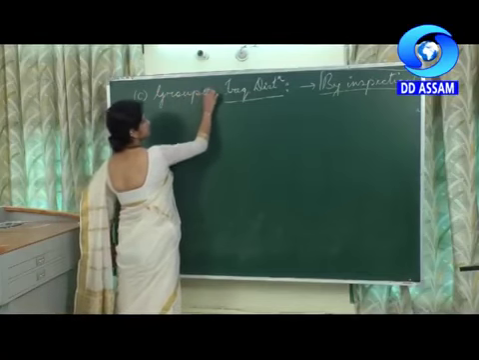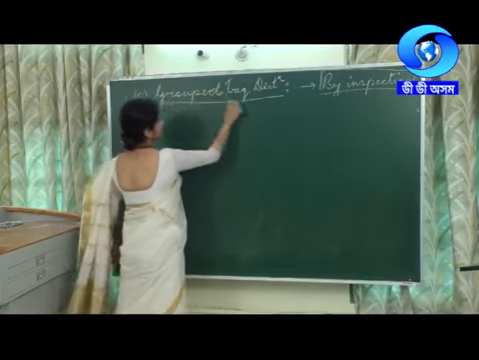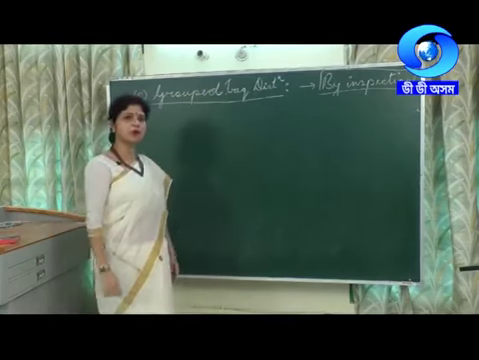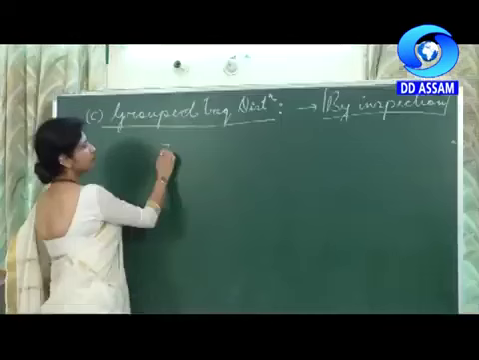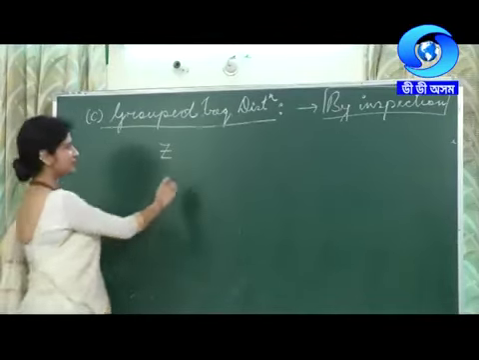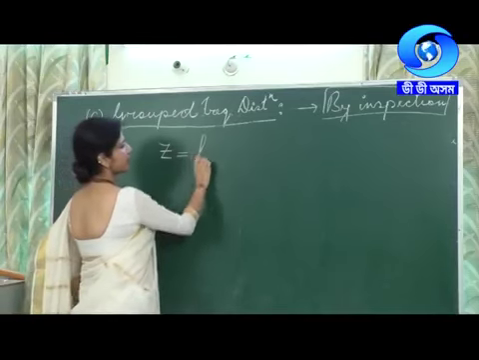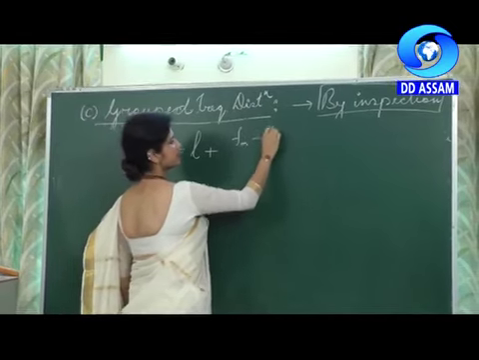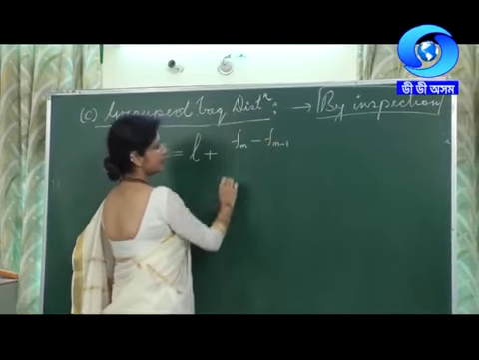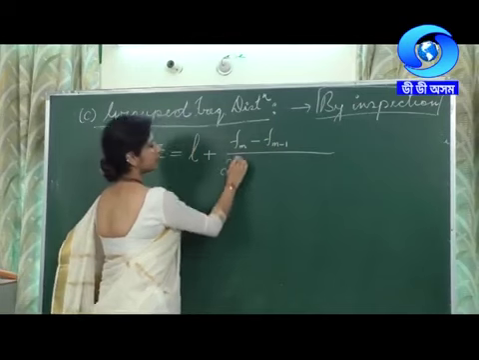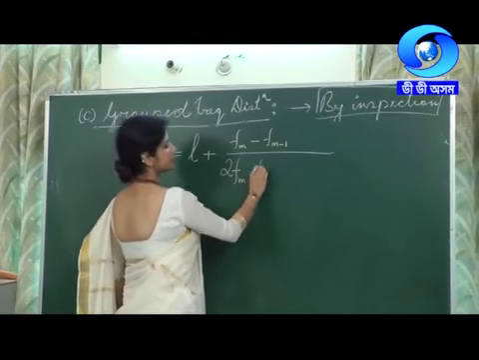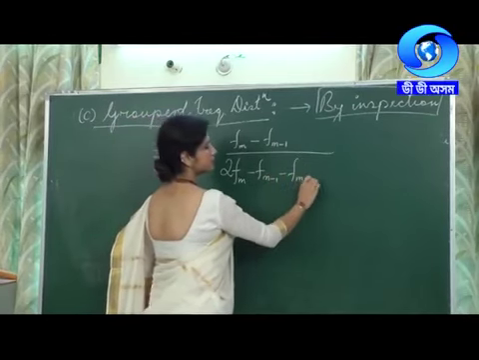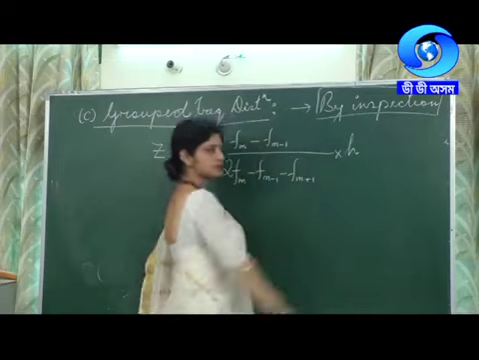Now we shall go to the third category, that is grouped frequency distribution. In case of grouped frequency distribution we shall make use of the following formula for calculation of mode. We denote it by Z, which is equal to L plus (Fm minus Fm minus 1) by (twice Fm minus Fm minus 1 minus Fm plus 1) into H.